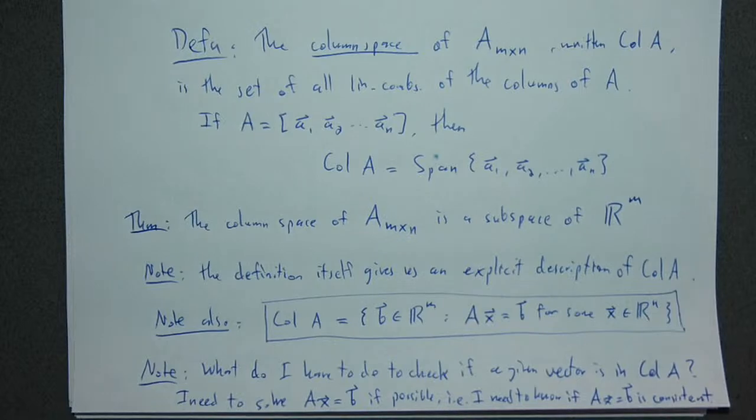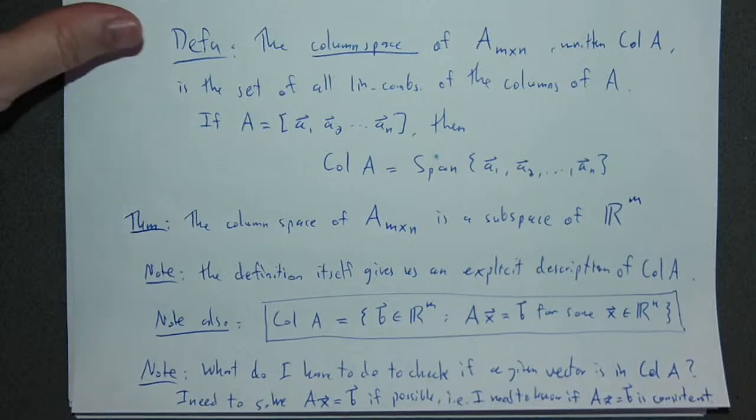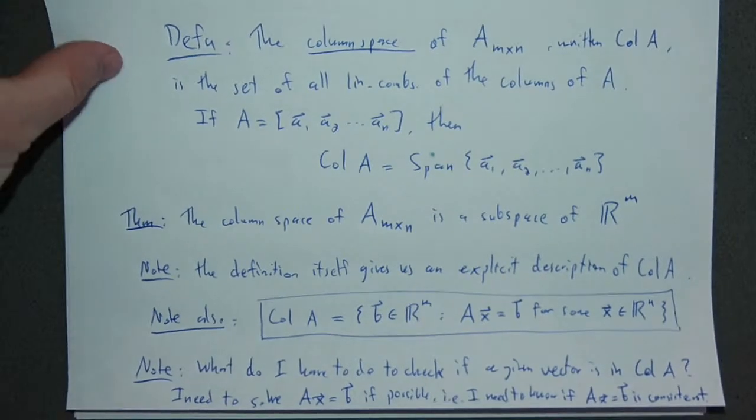Which is not hard, but it requires work. Finding whether or not an equation Ax equals b is consistent requires some work, and so checking whether or not a given vector is in the column space requires some work. This is contrasted with the null space, of course, because as we saw, checking whether or not a vector was in the null space was very easy.